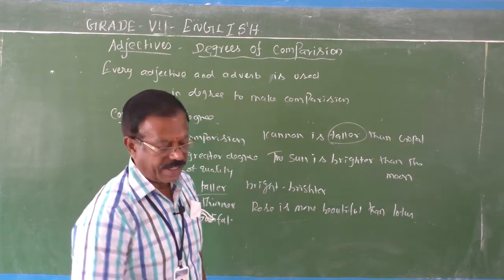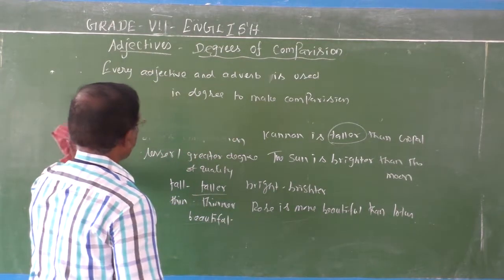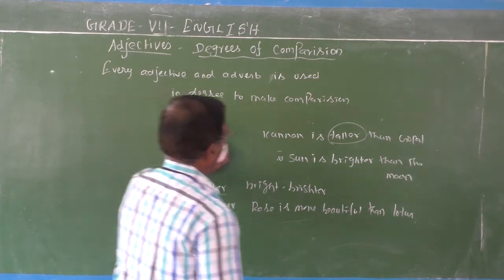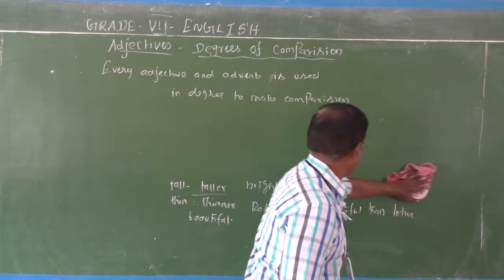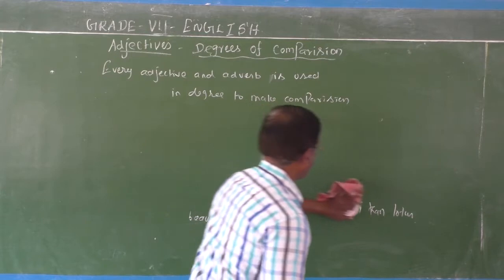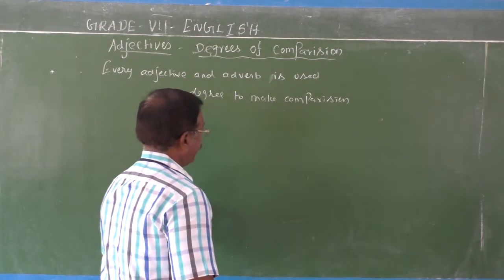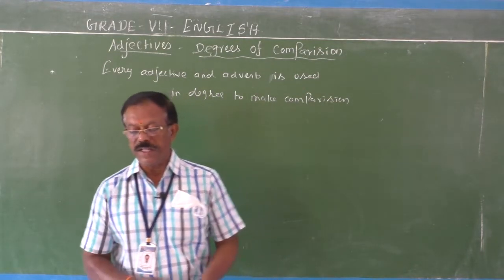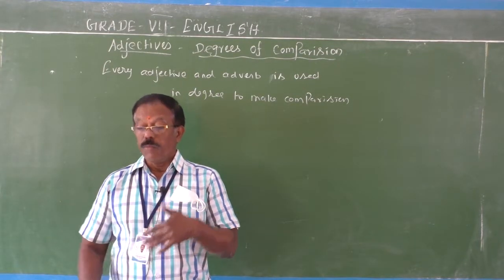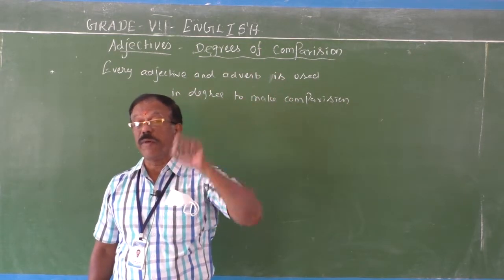Okay children, then the next, third one, is the superlative degree. How superlative degrees are formed, how they are used in sentences. First let me explain what the superlative degree is, then I will explain how it is formed, then I will explain how it is used in a sentence. We use the superlative degree to compare more than two, that is, three or more nouns. Keep it in your mind, children.